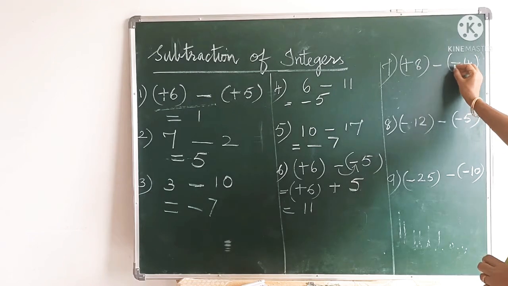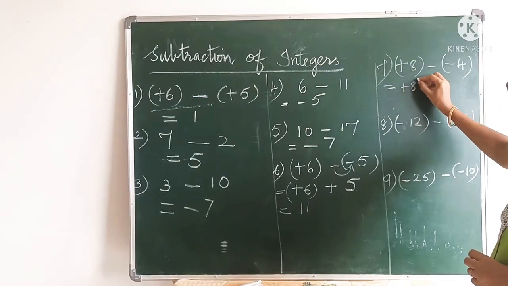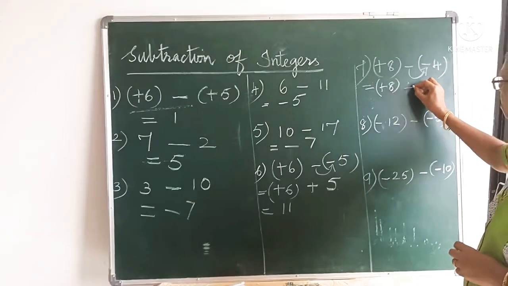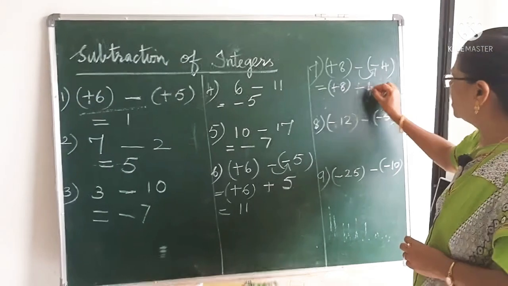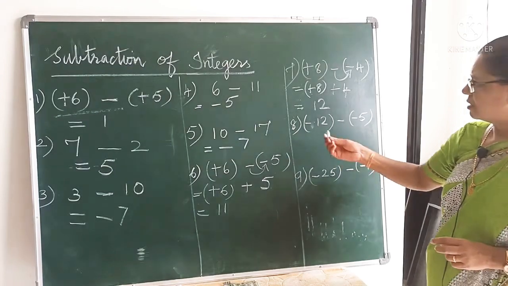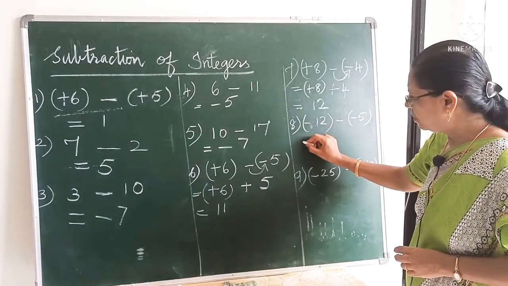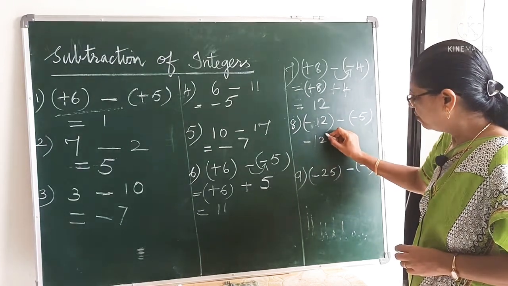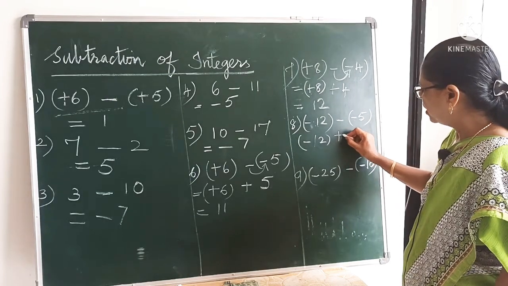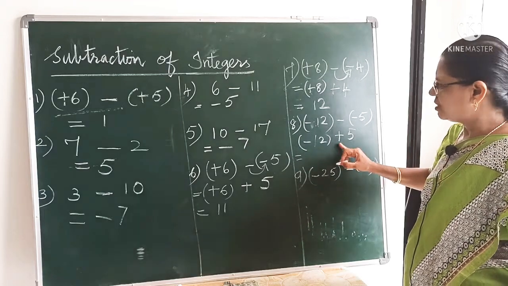Plus 8 minus minus 4. Copy down the first integer, positive, plus 8. And minus into minus is equal to plus. Now 8 plus 4 is equal to 12. Next, both are negative integers. So copy down minus 12, and then minus into minus is equal to plus. Write plus 5. Now this is an addition sum.